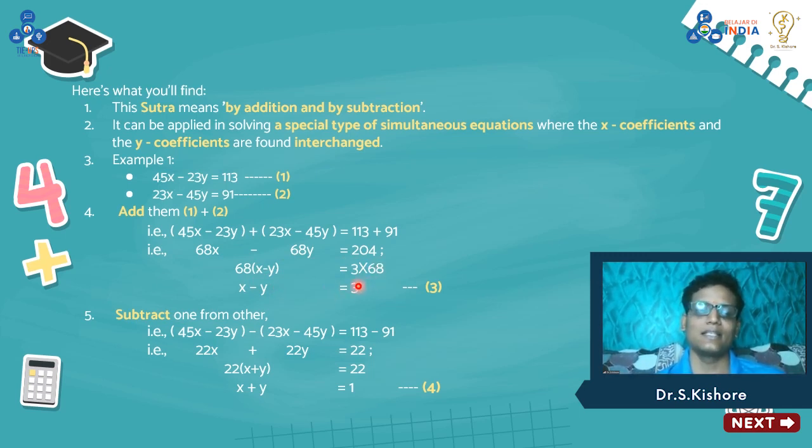So cancel 68 on both sides. To the equation, on both sides we have 68. Cancel it. Then what do we have? x minus y, and this 3 is there. So this new equation we got, a simplified equation, by adding, Sankalana.